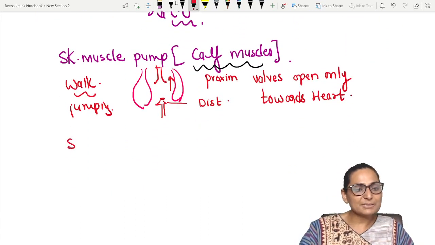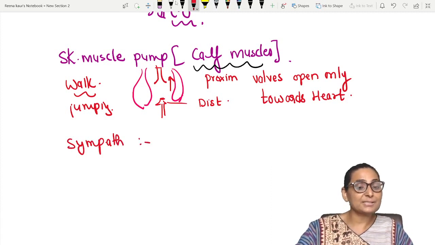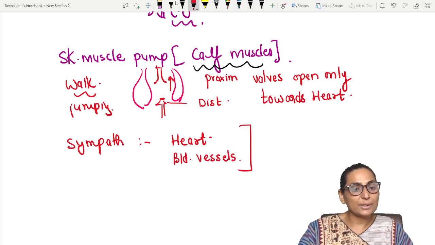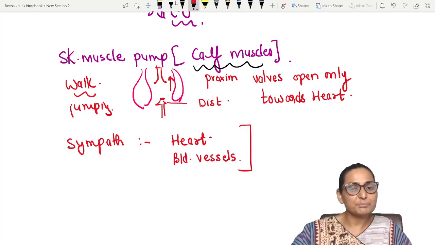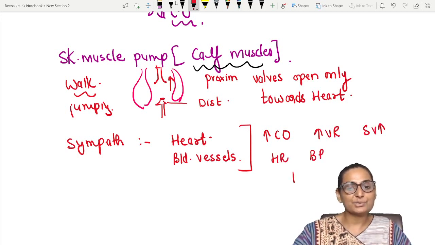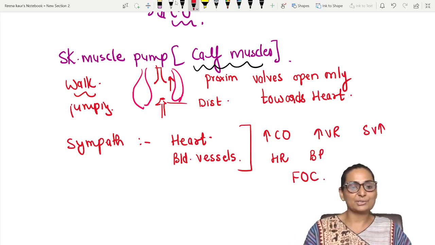Then sympathetic activity. The role of the sympathetic is not only on the heart, it is also on the blood vessels, and it will be studied in detail with cardiovascular regulation, where you will see that the sympathetics cause an increase in the cardiac output, venous return, stroke volume, heart rate, blood pressure, and force of contraction, everything.